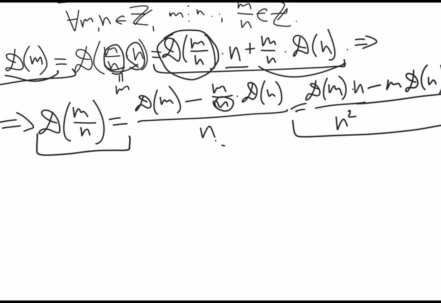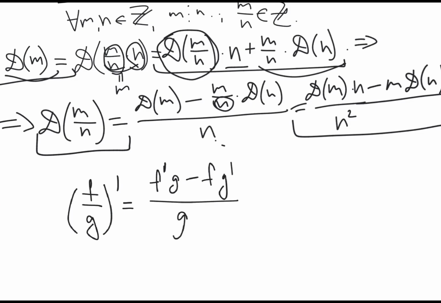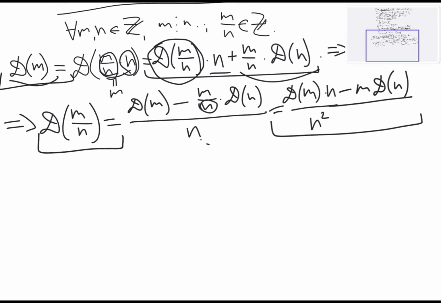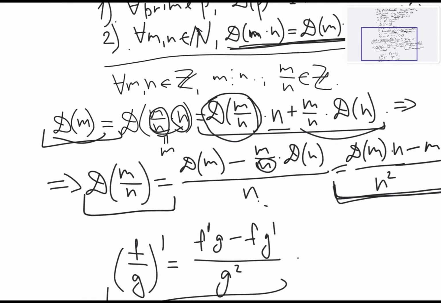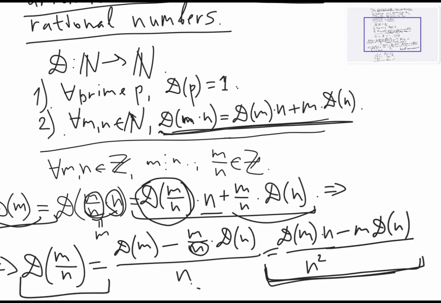If we have two functions f and g, then the derivative of f over g would be f prime g minus f g prime over g squared. So this is exactly the quotient rule that we have here. And we obtained it only from the product rule. We used only the product rule and nothing else here.